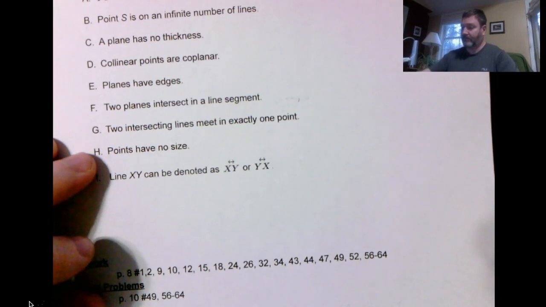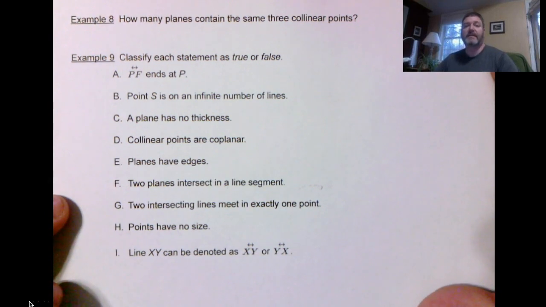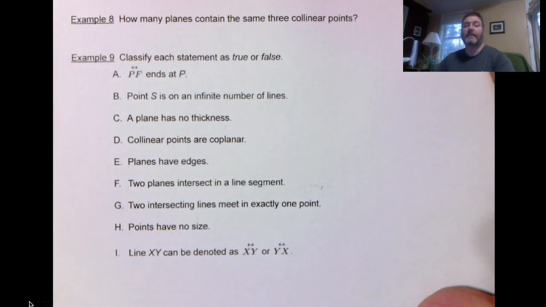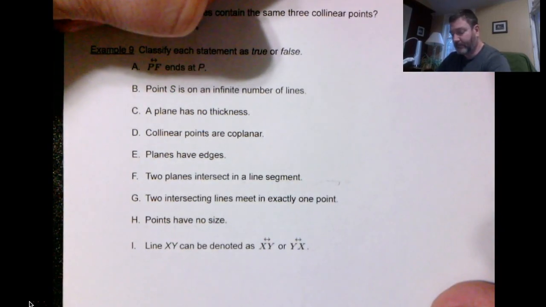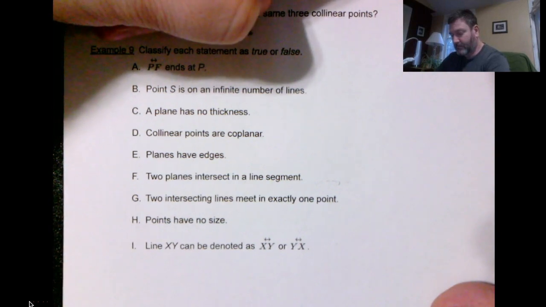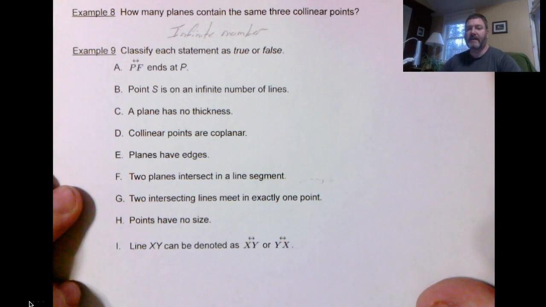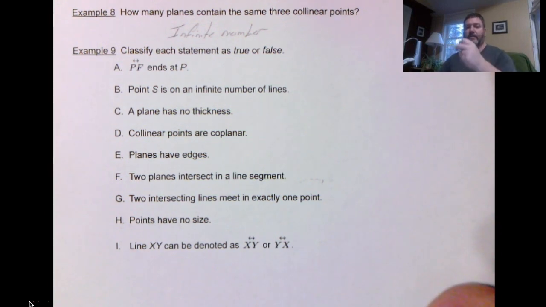Now let's take a look at example 8. How many planes contain the same three collinear points? The answer is an infinite number. And that can be a little bit tricky. So how many planes contain the same three points? I'm going to come over here. Imagine this is my pencil, and this pencil has three points on it. Now you're looking in the picture-in-picture. Don't look down here, look up here.